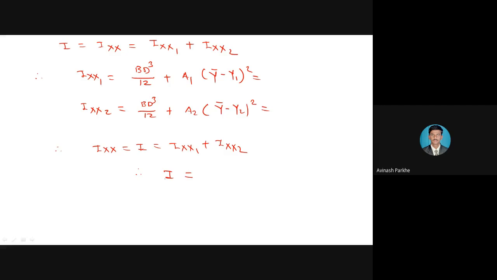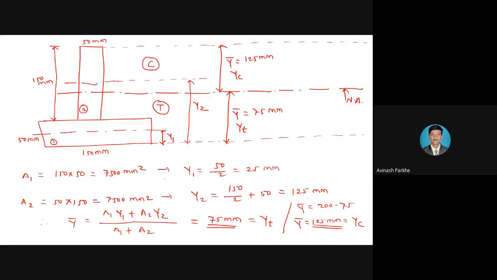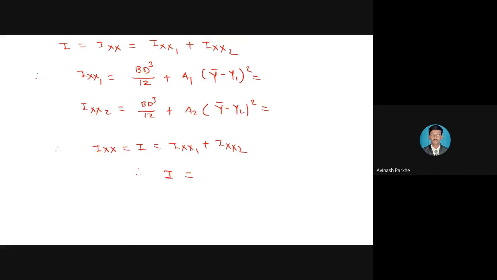Therefore, capital I. Put the values for section number 1. The value of B is equal to 150 mm. Value of D is equal to 50 mm. A1, y1, y bar. What is the y bar we have to take? Y bar will be from the bottom side. That means for both the Ixx1 and Ixx2 calculation, y bar we have to take as 75 mm. Don't take 125. Ixx1 is 20.31 into 10 raised to 6 mm raised to 4.